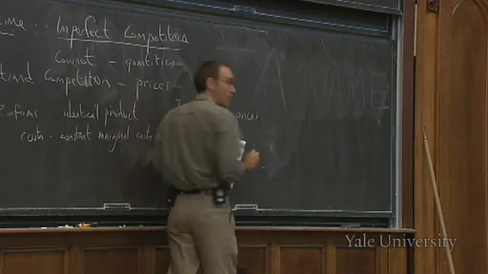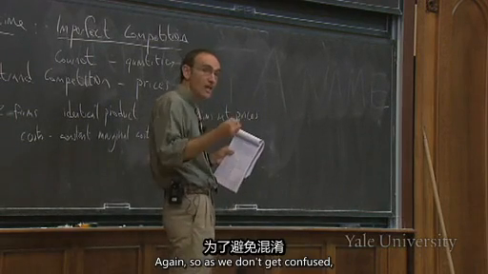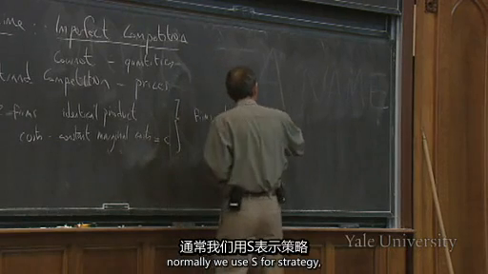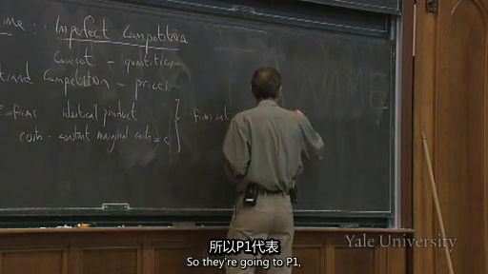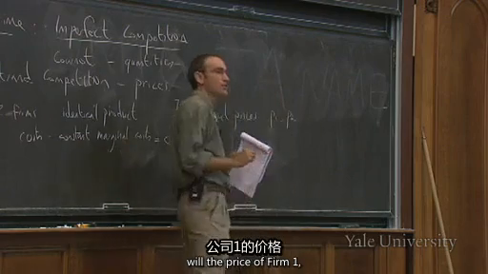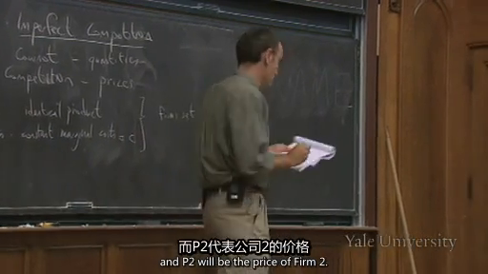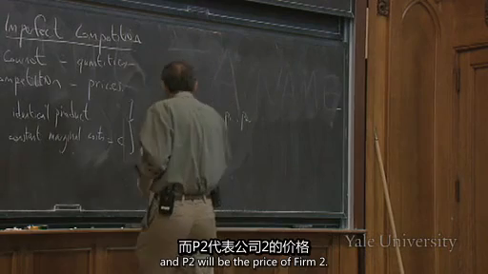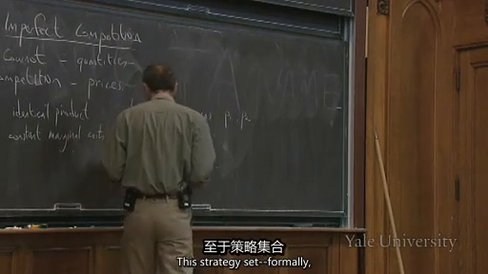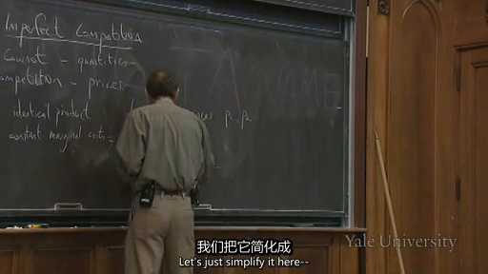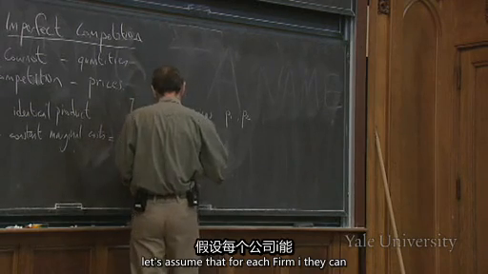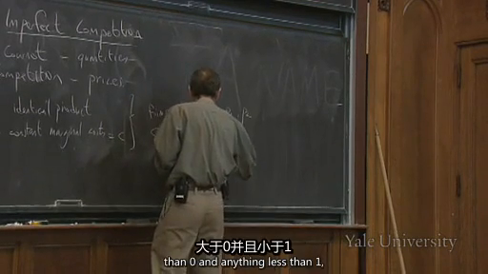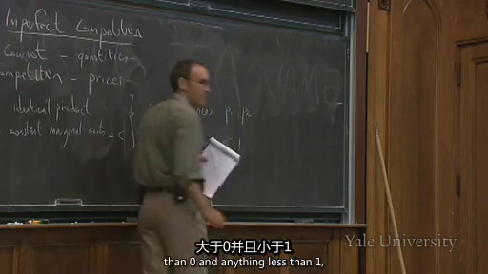And again, so we don't get confused, normally we use S for strategy, but let's use P since they're prices. So P1 will be the price of good 1, of firm 1, and P2 will be the price of firm 2. And the strategy set, formally, to simplify, let's assume that for each firm i, they can set their price anything bigger than 0 and anything less than 1, just to keep life simple.